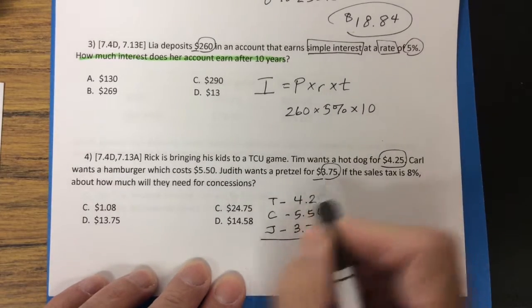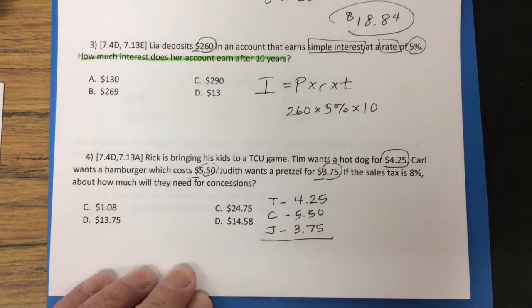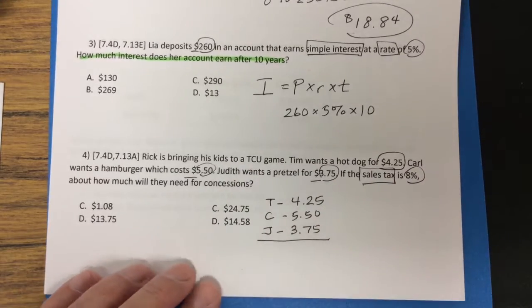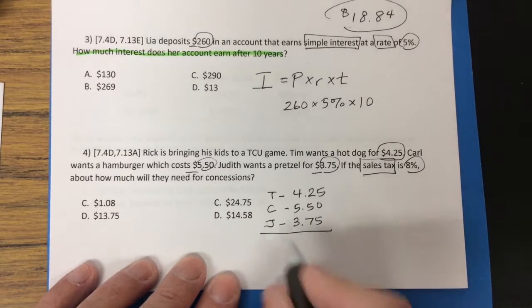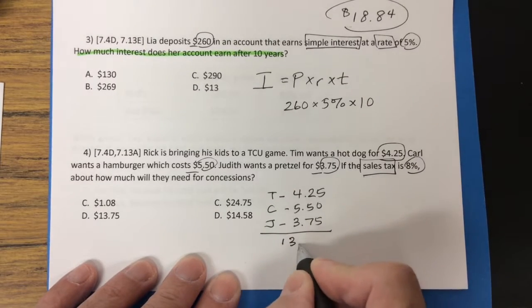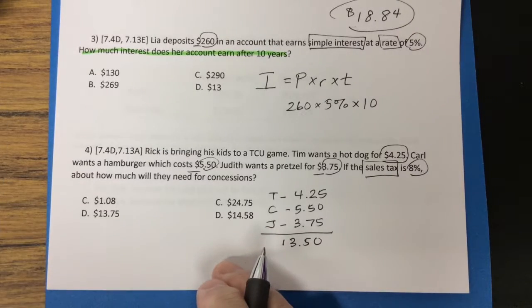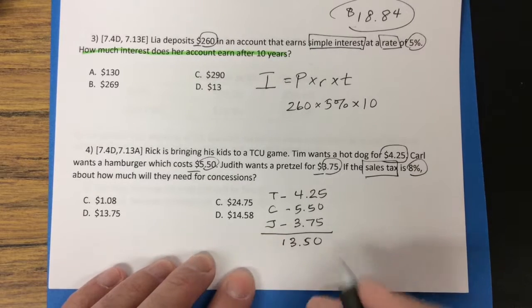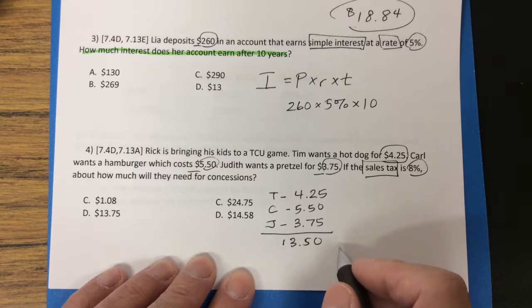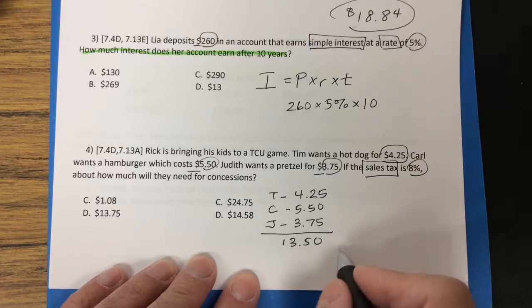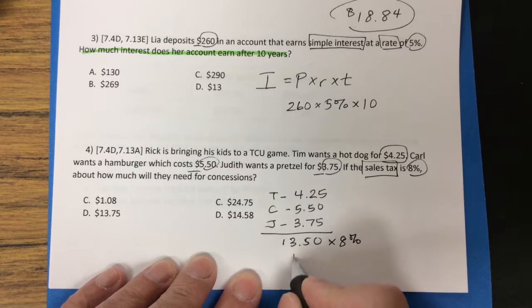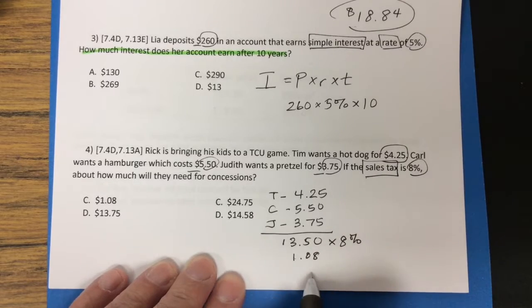If the sales tax is 8%, about how much will they need for concessions? Well, by my calculation, they need about $13.50. And $13.50 is the original price for all the items, and then times the sales tax of 8%. Well, the sales tax would be $1.08.